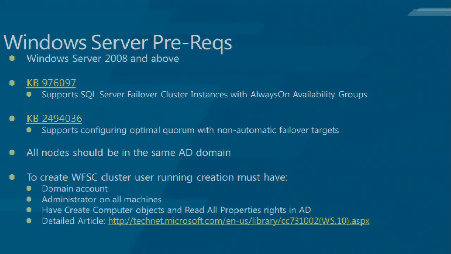One thing to note, availability group also works with direct attached storage, and that is what I'm using in my demos. The second QFE that we highly recommend everybody does is this KB 2494036. This is what gives you the ability to set your node votes for your quorum. I'll show a demo of this.